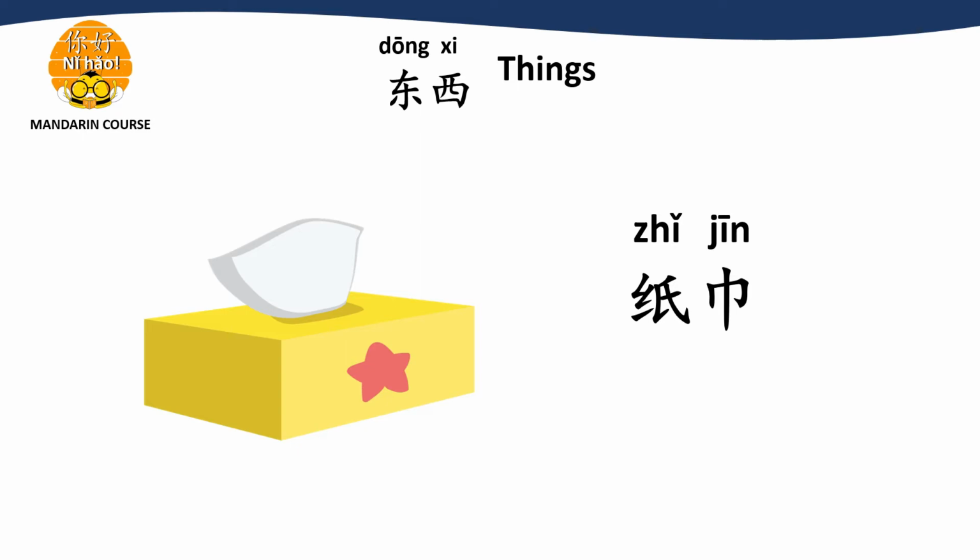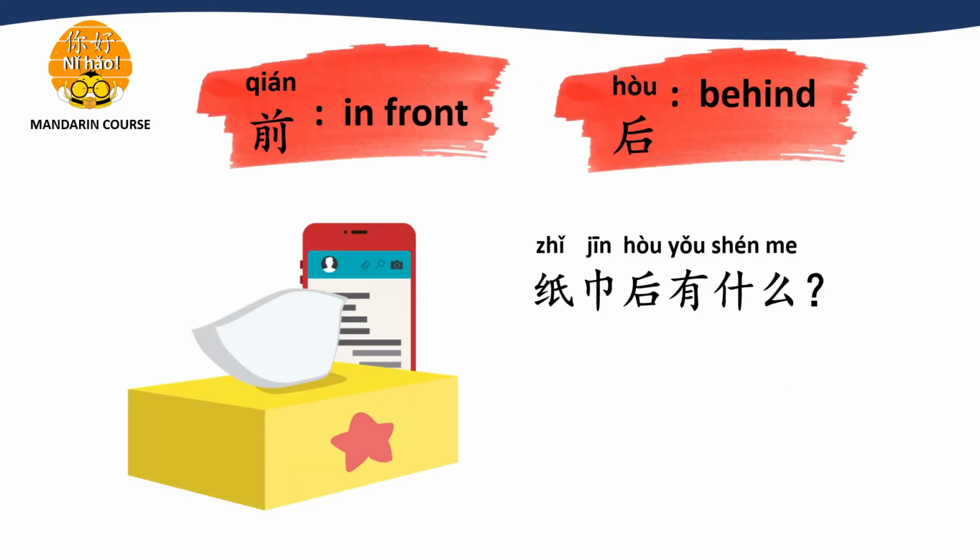6 handphones, 6部手机. The next is tissue, 纸巾, 纸巾. The quantifier is 张. Now we are going to learn about in front and behind. 前, in front. 后, behind.